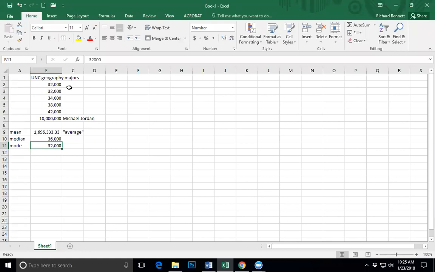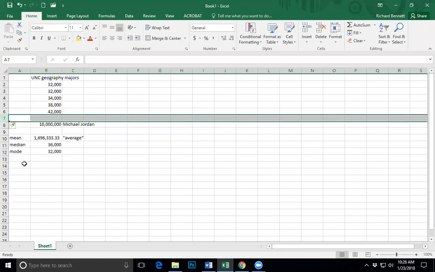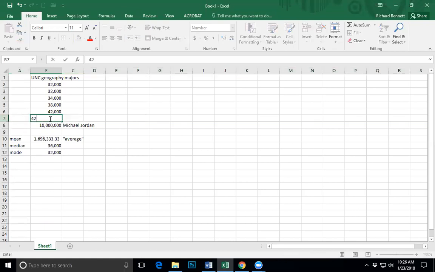Now, let me add another thing here. You can have no mode, you can have one mode, or you can have more than one mode. Okay, let's add another one in here for just a minute. We're going to insert a line. So if you're on line 7, if I right click on the 7 itself and then I say insert, I can go here, let's say $42,000. Okay, now that I have this here, what do you think the mode is in this case?